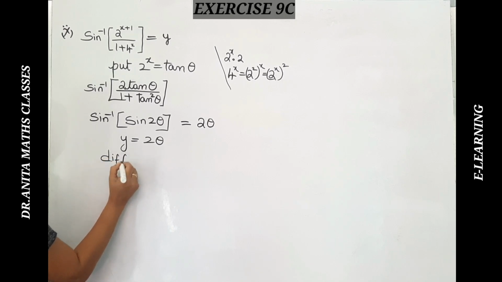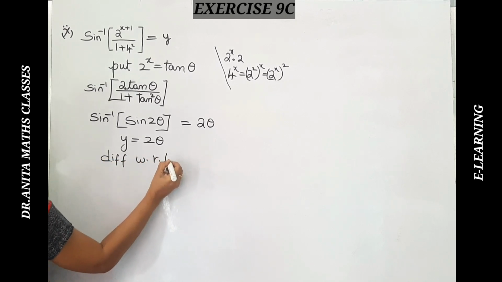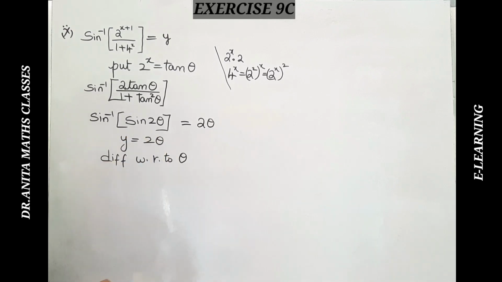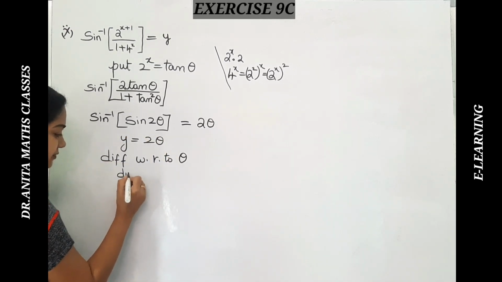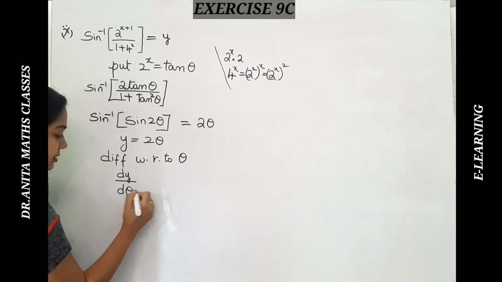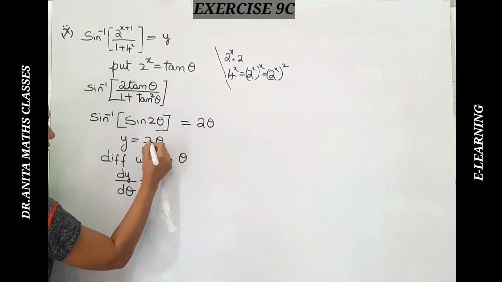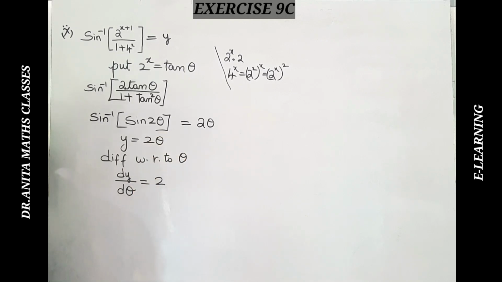We will do the derivative, differentiating with respect to theta. That comes to dy by d theta, so that is equal to 2 theta, you can take it out, so just 2 you get. Let me keep this aside. Now we will be taking this: let 2 to the power of x is equal to tan theta.